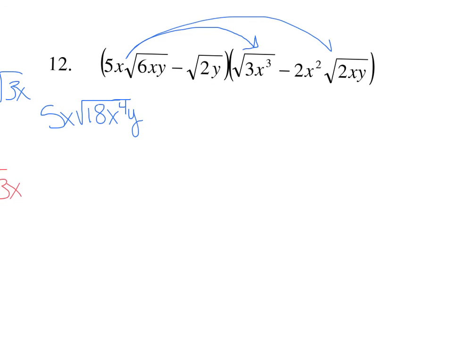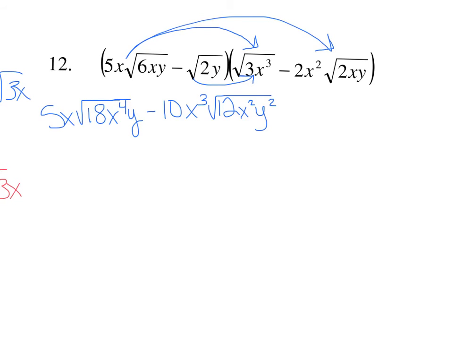And then I do this term times this term. And the coefficients are 5x times negative 2x squared. That makes negative 10x cubed. And the radicands, 6xy times 2xy makes 12x squared y squared.